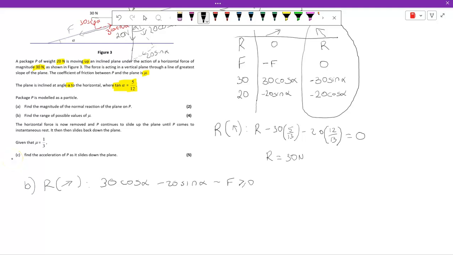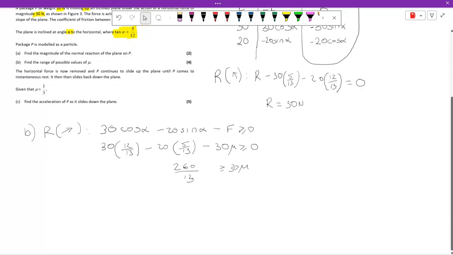So I'm going to sub in my cos alpha as 12 over 13, my sine alpha as 5 over 13, and F as mu R. And we know that R was 30, so it's going to be 30 mu greater than or equal to 0. Now I'm just rearranging to work out mu, and you should get 30 mu is less than or equal to 360 minus 100 over 13, which is 20 over 13. And divided by 30, you'll get mu is less than or equal to 2/3. So that's your range of values of mu.